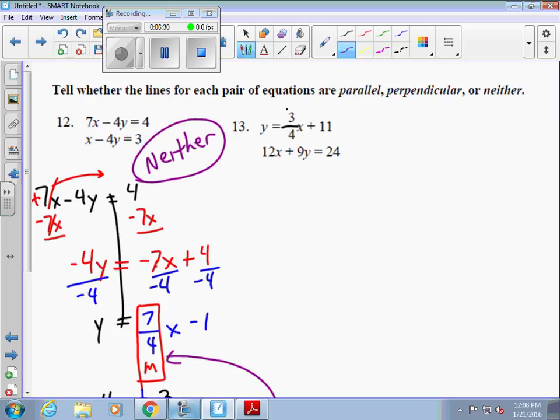Number 13, on the other hand, its first equation, y equals 3/4 x plus 1, you can see the slope. You can already see what m is. So we have less work, much less work, or it seems like much less work than we had to do for number 12. We do have to convert the other equation, though. The other equation says 12x, I'm just rewriting it, plus 9y equals 24.